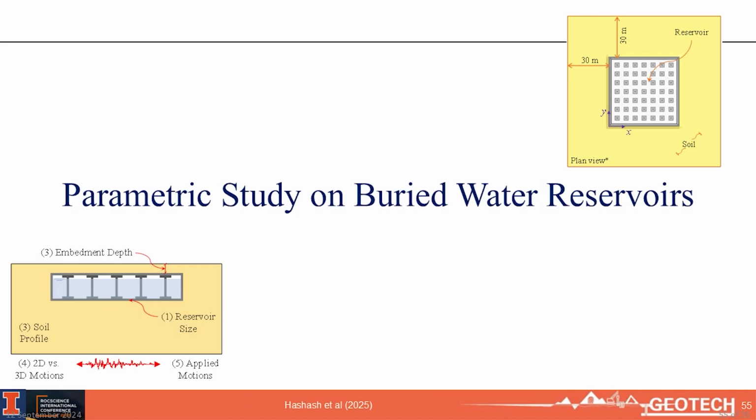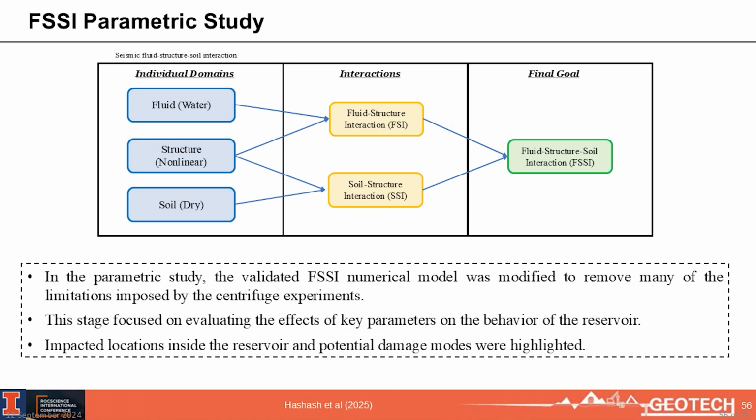And then we did a parametric study where we removed all these constraints, these idealizations, so that we can actually look at the real behavior. The domains we needed were fluid, structure, and soil. We stuck with dry soil, by the way. Then we looked at the problem of fluid structure interaction, soil structure interaction, and then fluid soil structure interaction. So we brought all of these together.